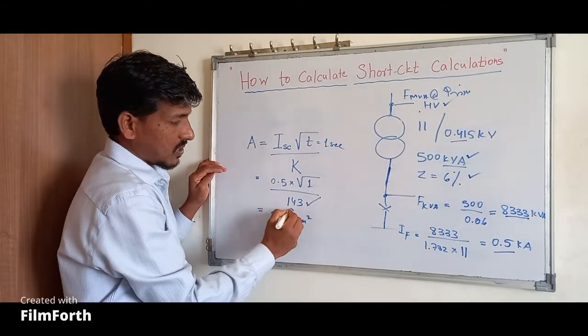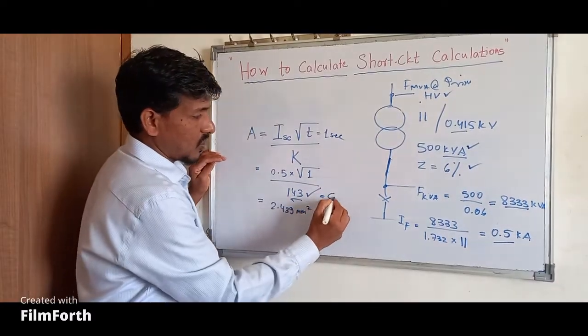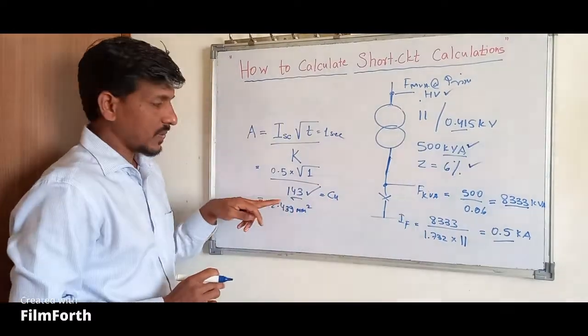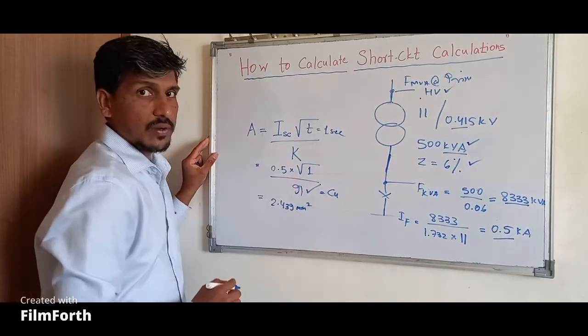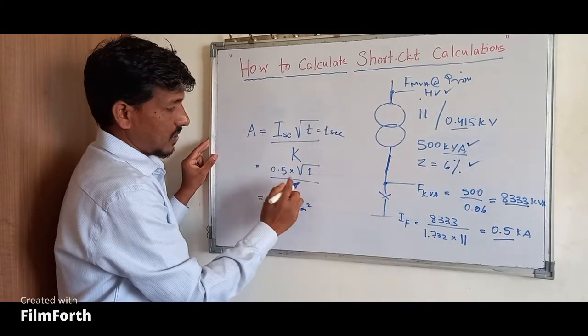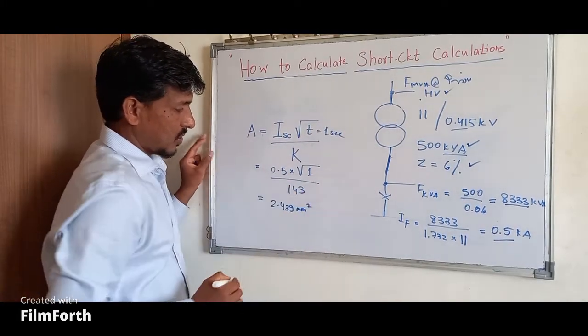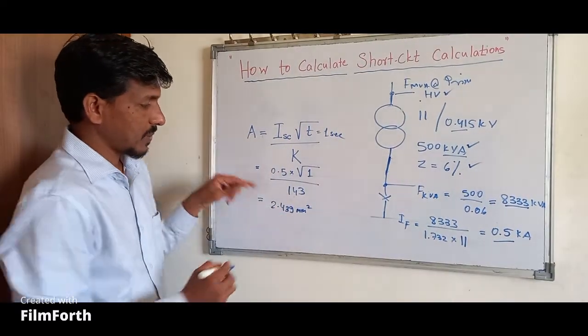Now this constant is based on the type of cable you have used. For example, if you are using copper, the value is 143, and if you are using aluminium, the value is around 91. So depending on the type of cable material, we take these values. Approximately you will get a value of 2.439 mm square.